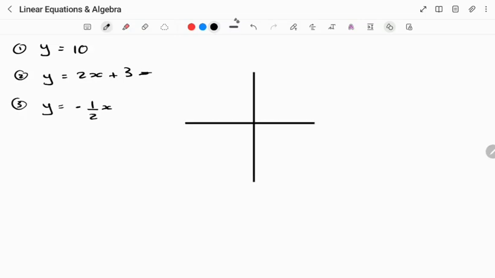In number 3, we're given y is equal to -1/2 x. This also means that our b is 0. We could write it down as plus 0. This is our b value, but that is assumed when it's not given. Our slope is negative. That means our line is facing or moving downwards.